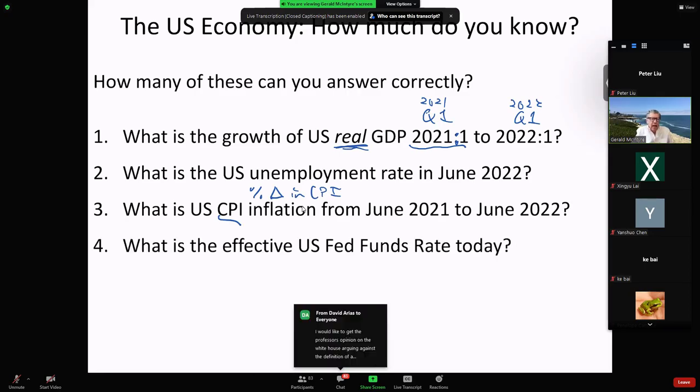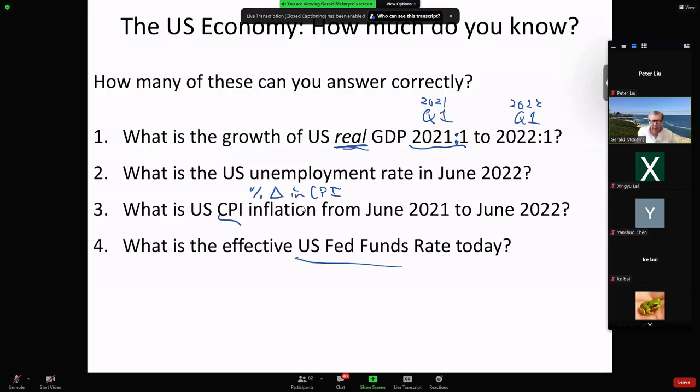And lastly, what is the effective US federal funds rate today? Let me ask you, and I think it might be fun to open up and have someone raise their hand on this. What is the federal funds rate? Not the number, but what's the concept? Can someone raise their hand on that? I'll take the first hand. Any volunteers here?